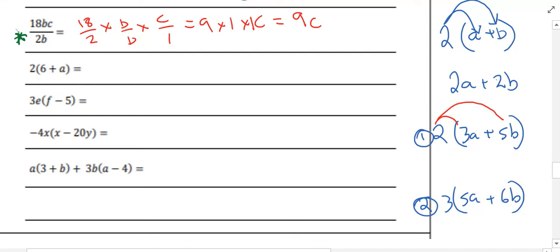I'm going to draw in Mr. Winston's eyebrows. 2 times 3 is 6A. 2 times 5 is 10B. Let's draw in Mr. Winston's eyebrows. 3 times 5 is 15. 3 times 6 is 18B.